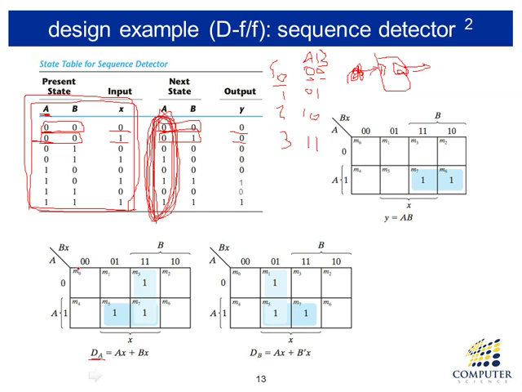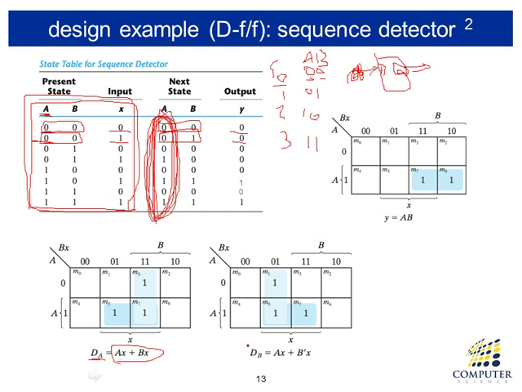So we can construct a K-map for the input equation of flip-flop A, where you have three variables A, B, and X, and the desired function values are 0, 0, 0, 1, 0, 1, 0, 1. So that's the equation for DA. Using the K-map, we can find a simplified equation for that.